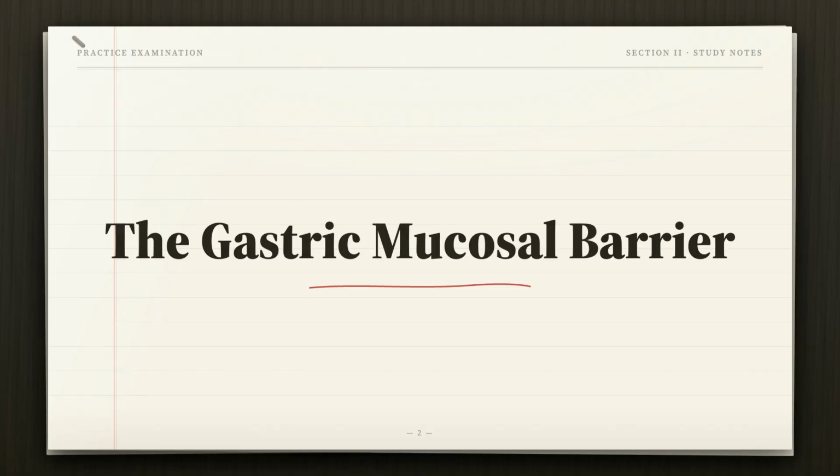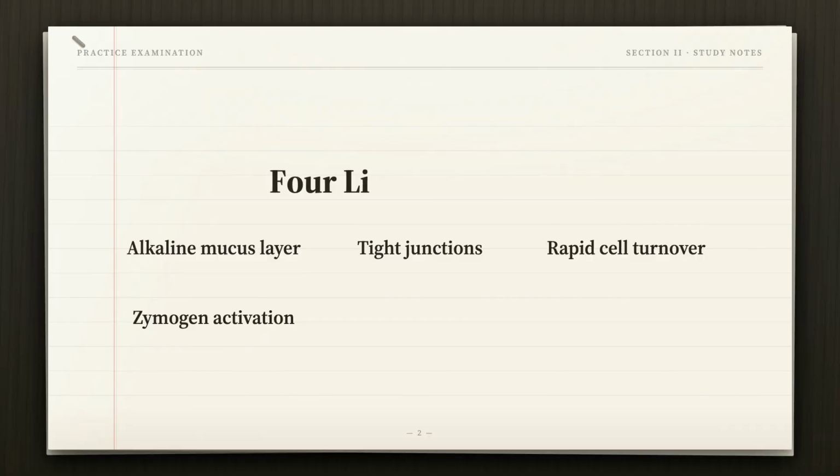The stomach is a protein organ bathed in acid strong enough to strip enamel, yet it doesn't digest itself. That's thanks to a coordinated system of defenses called the gastric mucosal barrier, and understanding it explains exactly when and why peptic ulcers form. 4 defenses work together.